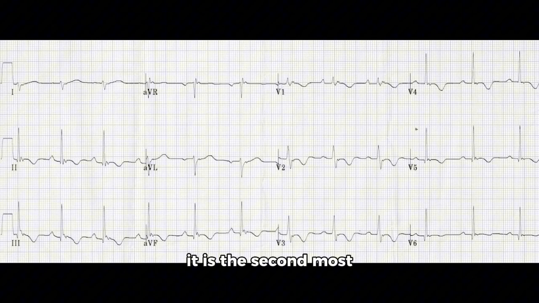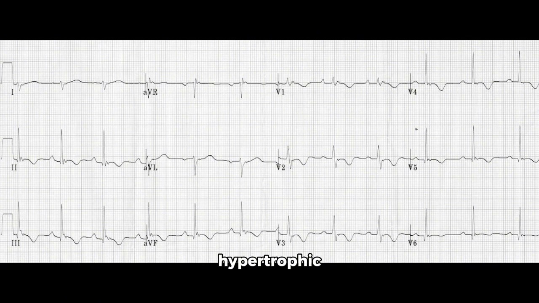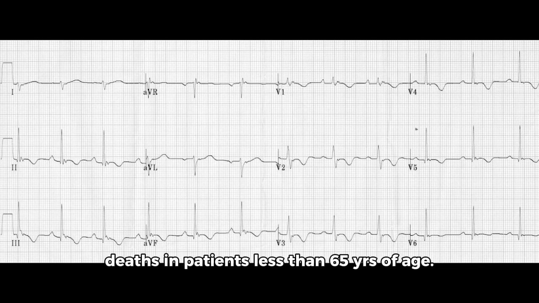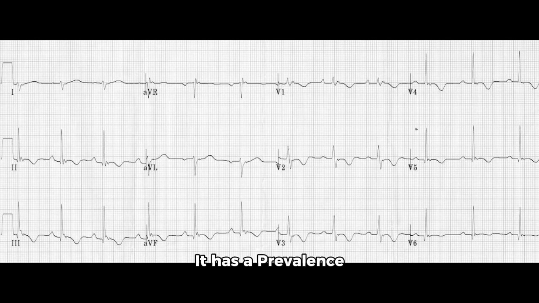It is the second most common cause of sudden cardiac death in young people after hypertrophic cardiomyopathy, accounting for up to 10% of sudden cardiac deaths in patients less than 65 years of age. It has a prevalence of approximately 1 in 5,000.